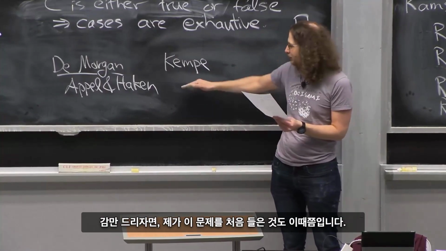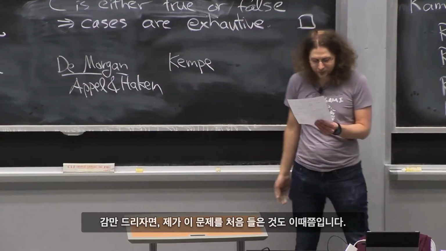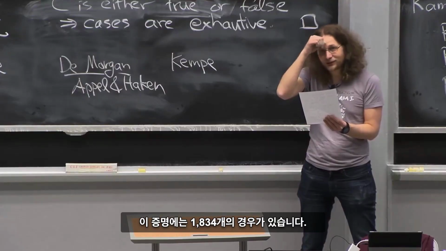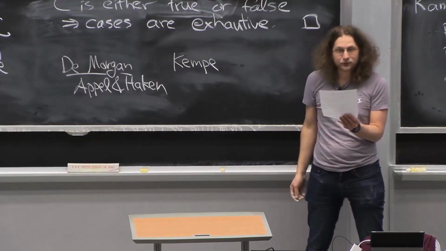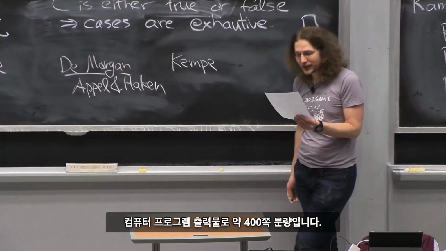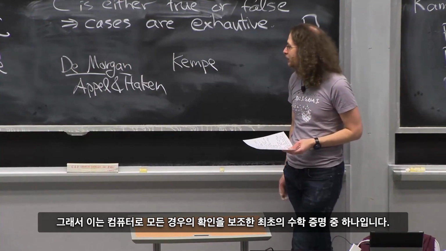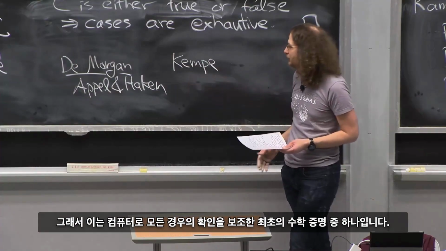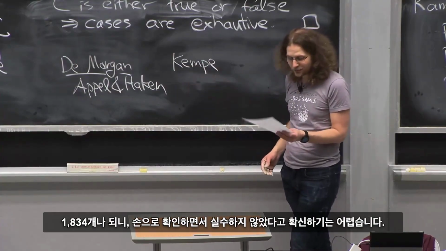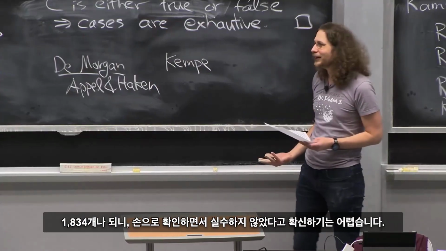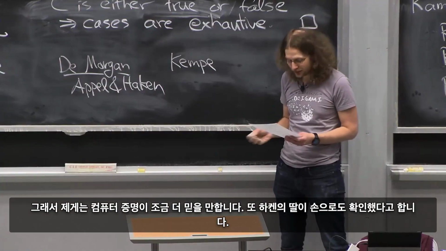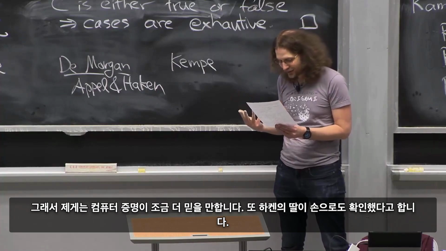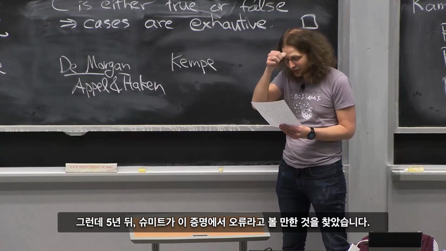Just to give you a sense, this is where I started hearing about the problem. I wasn't alive in 1976, but I heard about it later on. There are 1,834 cases in this proof. They occupy about a 400-page printout from a computer program. So this is one of the first mathematical proofs that used a computer to assist in checking all the cases. Because there are so many, 1,834, it's hard to do that by hand and be sure that you didn't make a mistake. So the computer proof, to me, is a little bit more sound. Also apparently checked by hand by Haken's daughter.